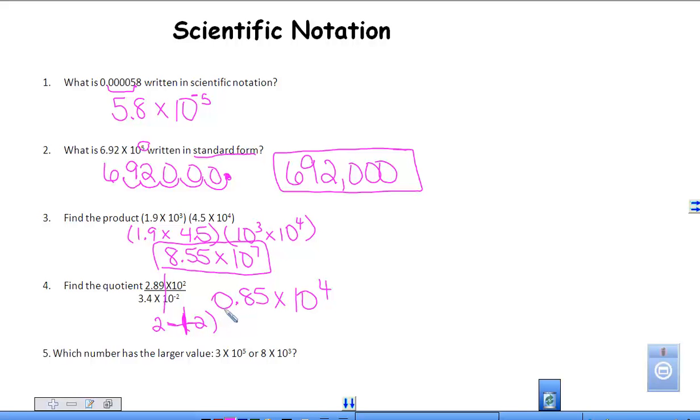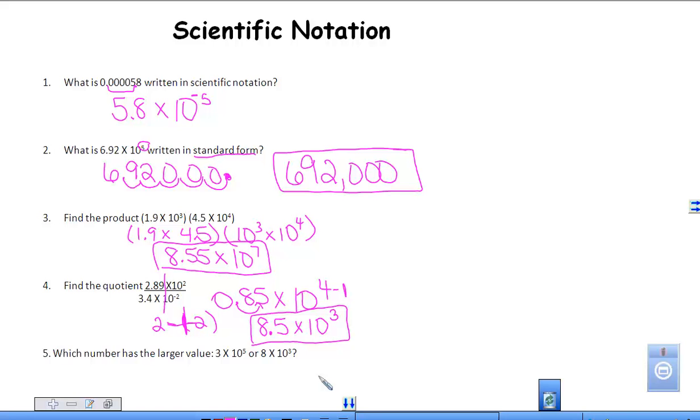But here, I've got a 0, which is not bigger than 1. So I need to move my decimal one spot to give me 8.5 times 10. When I move my decimal one to the right, I'm actually going to subtract 1. So my final answer would be times 10 to the third power.